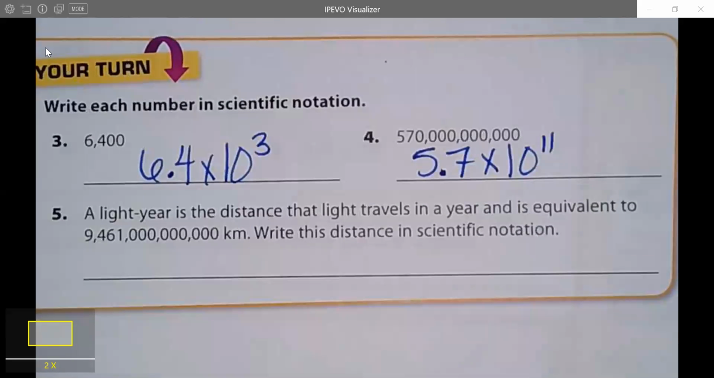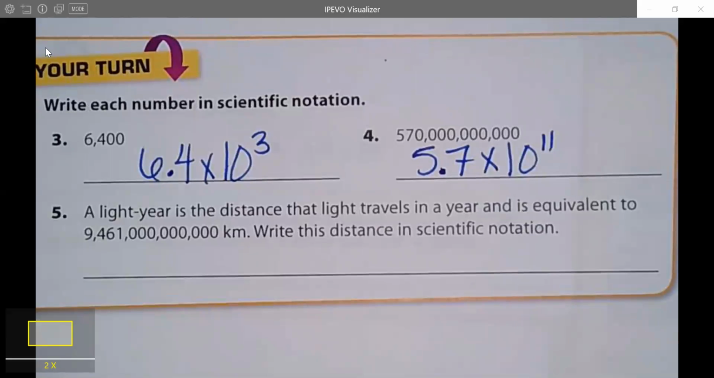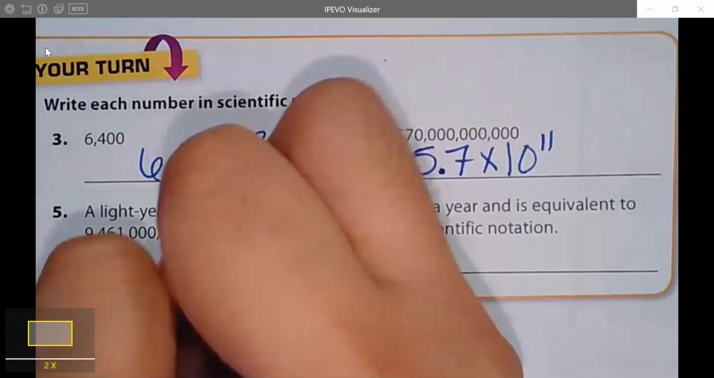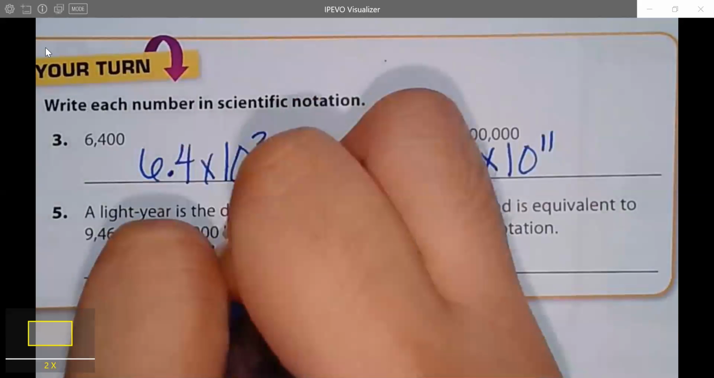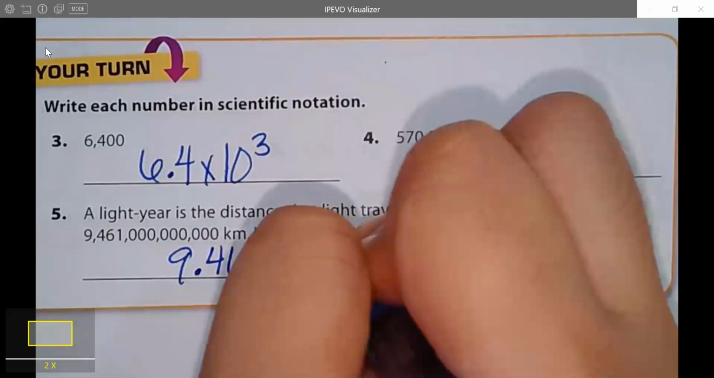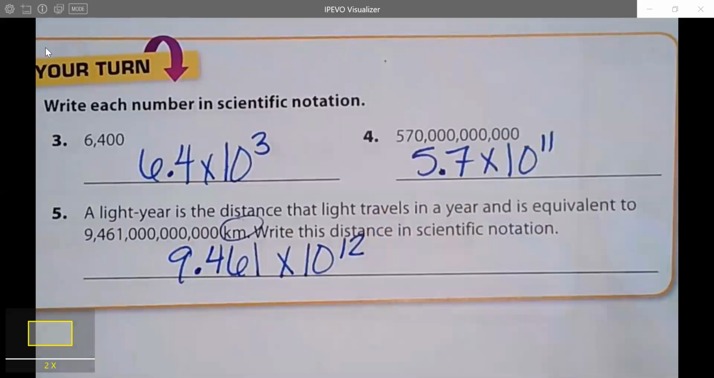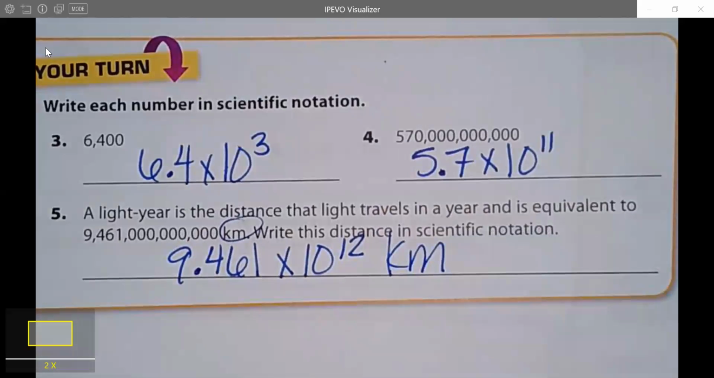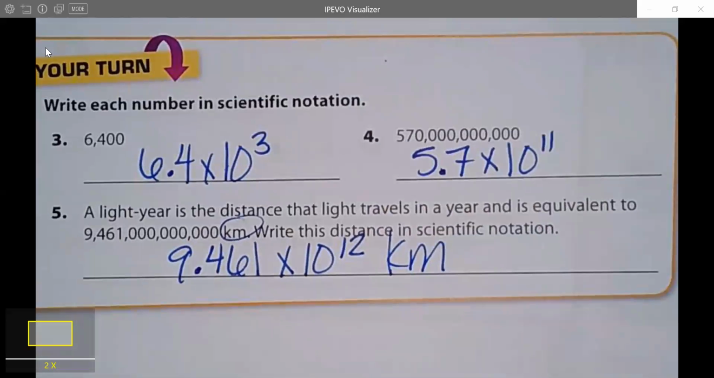And then number 5, Julio, go ahead. 9.461 times 10 to the power of 12. Yes, great job. 9.461 times 10 to the 12th power. And since we are using a unit here, we're using kilometers. If you want, you can add the unit there just to keep everyone a little bit happier.